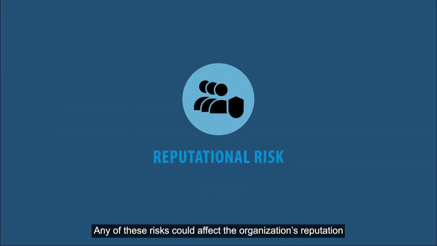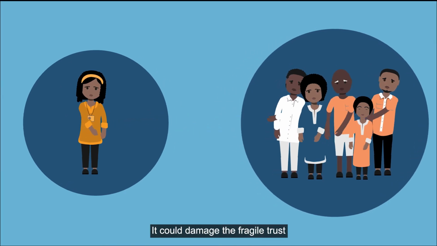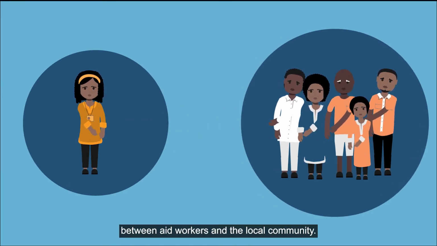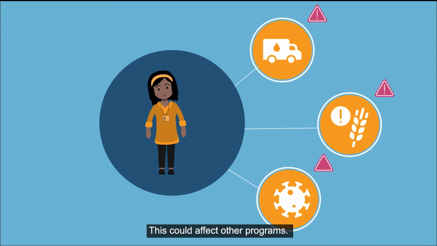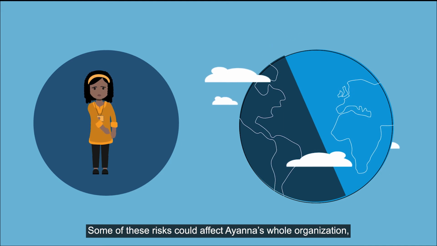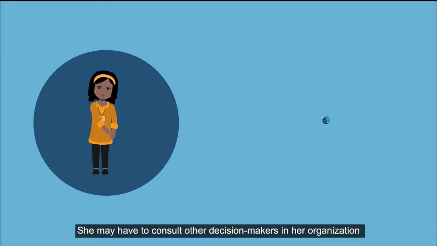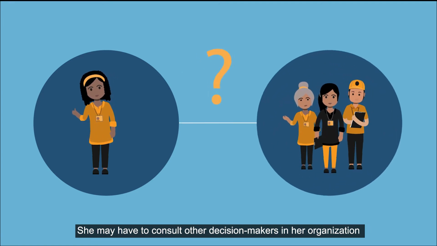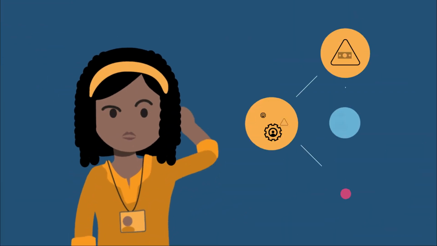Any of these risks could affect the organization's reputation with donors and partners and endanger future funding and programs. It could damage the fragile trust between aid workers and the local community. This could affect other programs. Some of these risks could affect Ayana's whole organization, not just this one project or team. She may have to consult other decision makers in her organization to help make a quick decision.